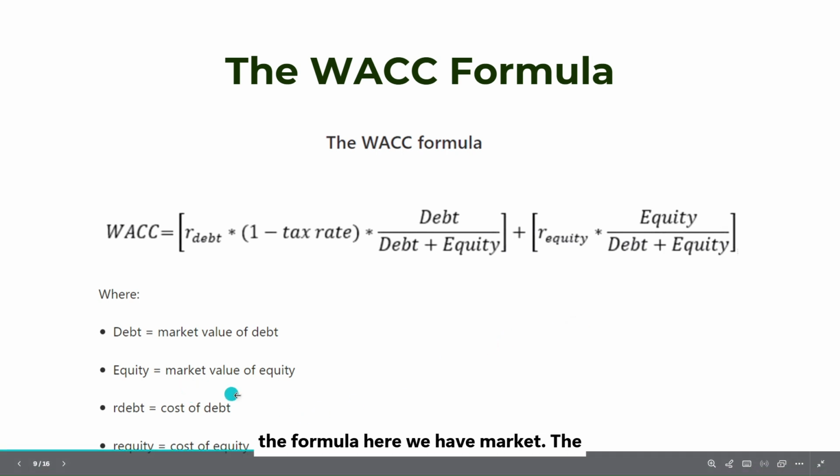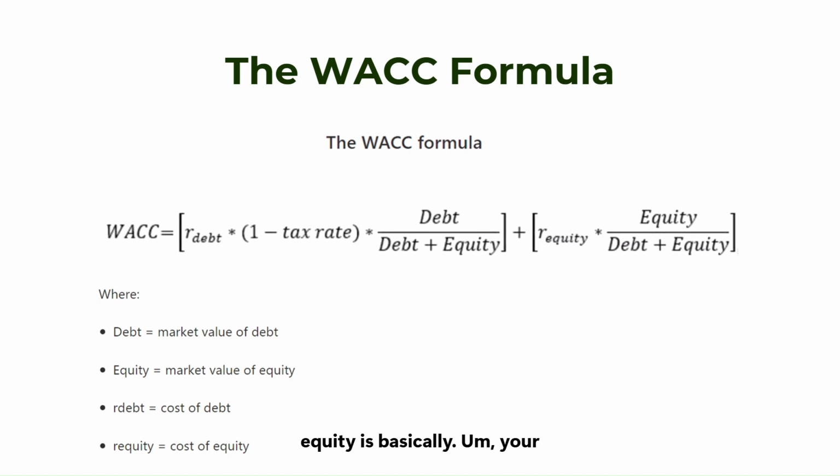Your equity, remember, look at the formula here. We have market value of equity. Your market value of equity is basically your outstanding shares multiplied by the current market price. You're going to get your market value of equity. Then your book value of debt is basically the interest-bearing liabilities that we have in our books.